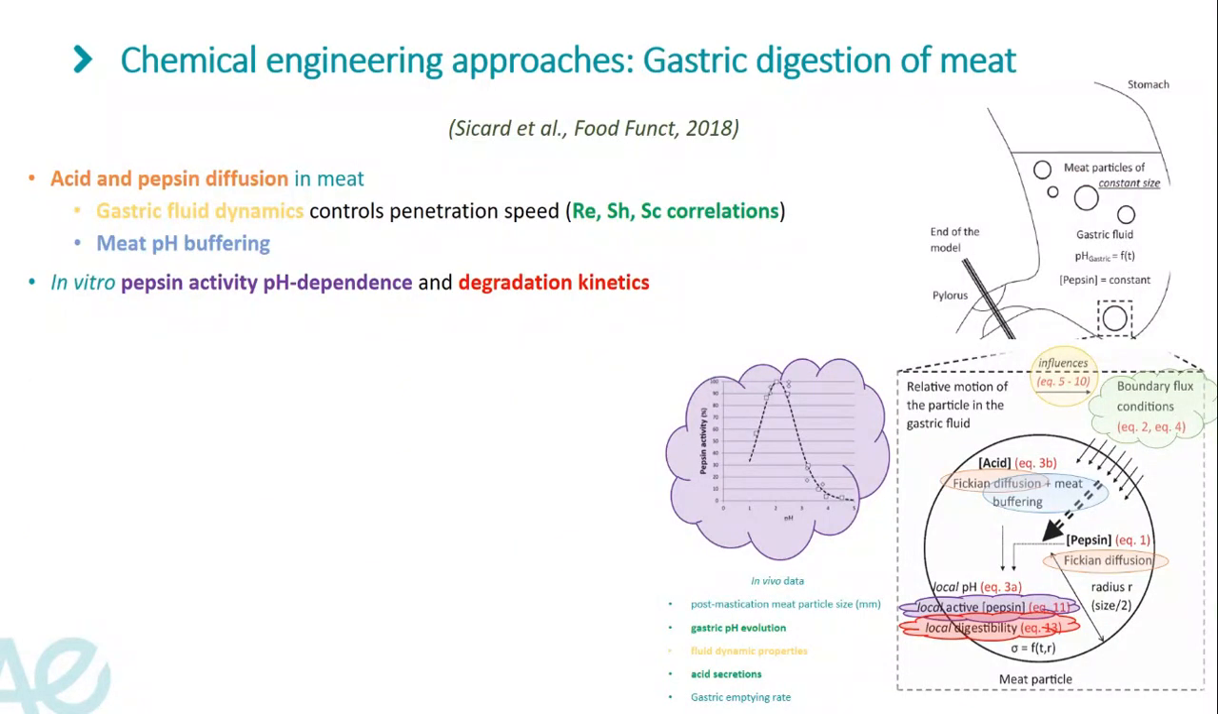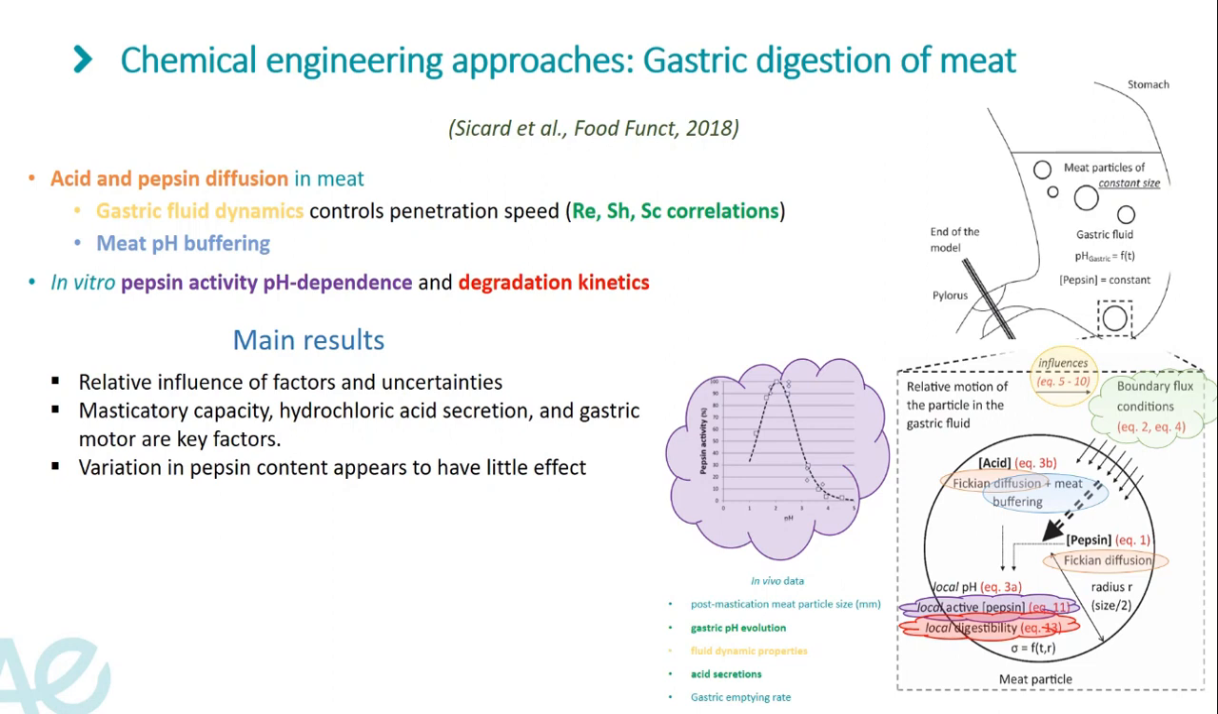Another approach to simulate the behavior of food at the gastric stage is to use chemical engineering approaches. Here is one example on the gastric digestion of meat by Jason Sikar, in which they try to consider a number of different phenomena. They consider the diffusion of acid and pepsin into meat particles. In their model, the gastric fluid dynamics controls the penetration speed. They also include the meat buffering capacity and the pepsin activity as a function of pH to simulate the degradation kinetics.